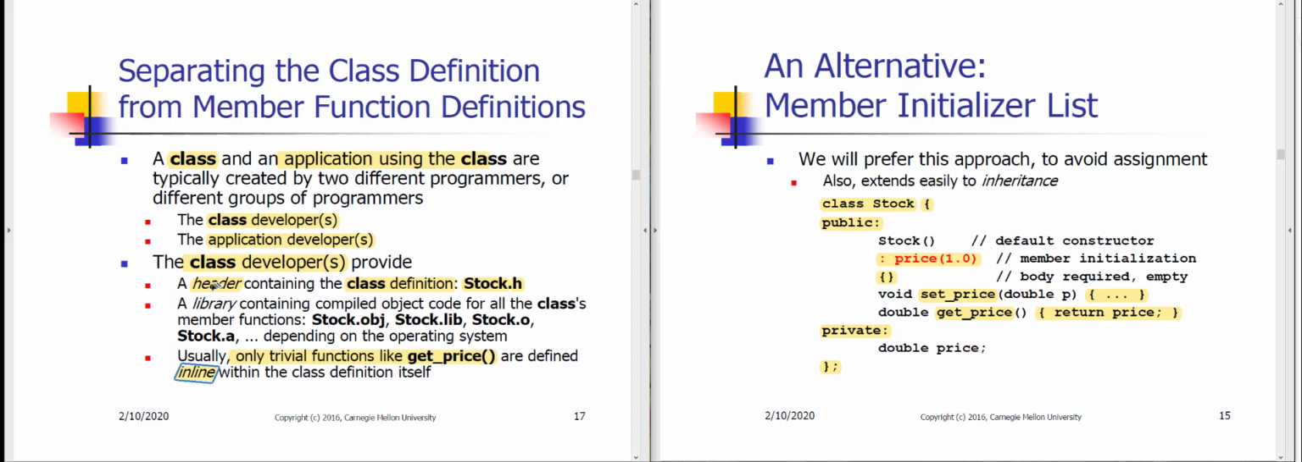Okay, so the class developer has to provide the header containing the definition, and then, because often a lot of the functions will be defined in separate pre-compiled object code files, the class developer will have to provide a library of this pre-compiled code as well. Let's see how we would take this stock class and an application using the stock class and split this up into three separate files, which would be a more conventional way of implementing and using a class.